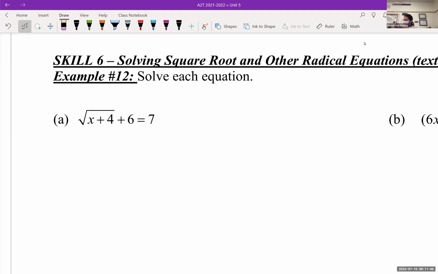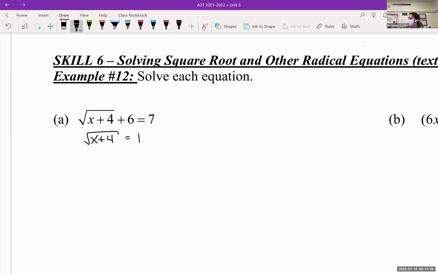We've got the square root of x plus 4, plus 6 is equal to 7. Well, our variable is underneath the square root. So our first step should be to isolate that radical, similar to when we had absolute value equations. And remember, the x was inside the absolute value bars. Before we could do anything, we had to isolate the term with the variable. Same thing here. So let's subtract 6 from both sides. That leaves us with the square root of x plus 4 is equal to 1.